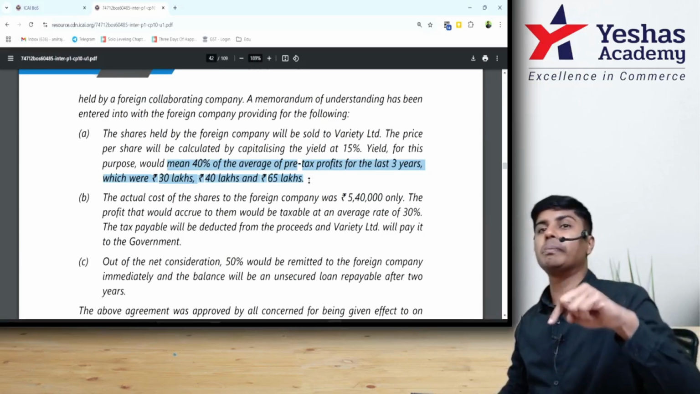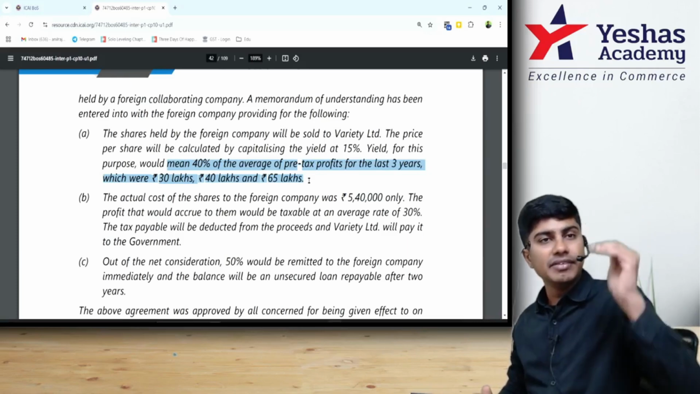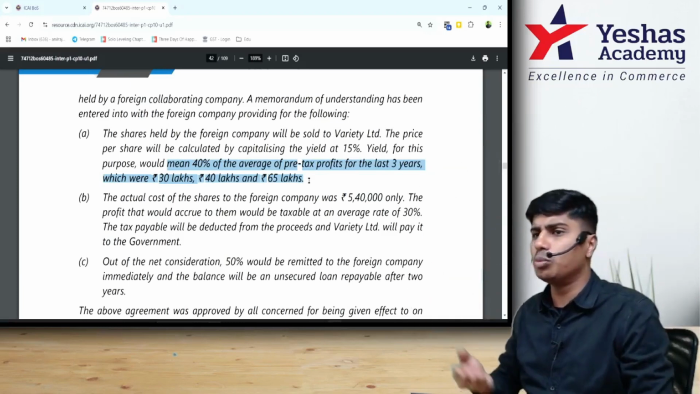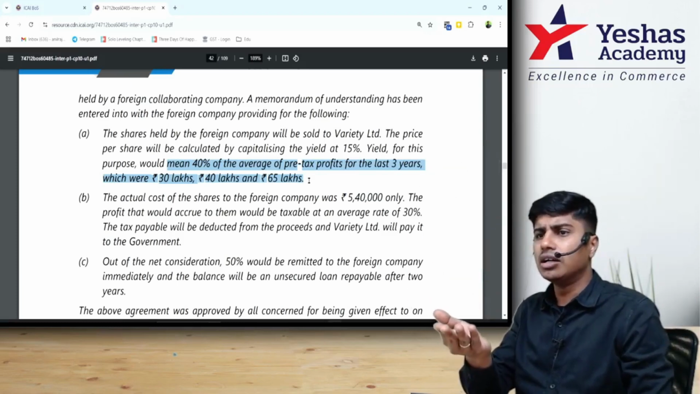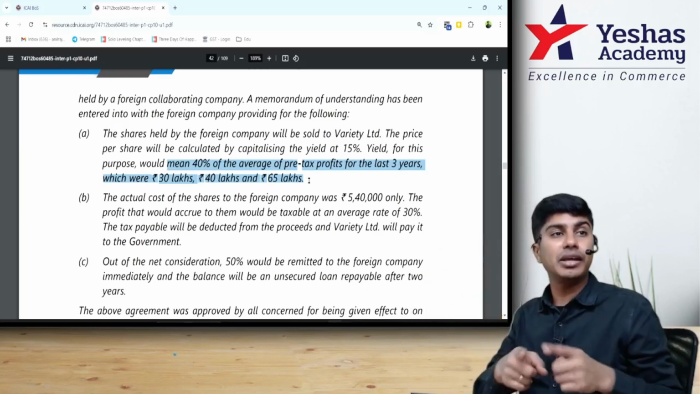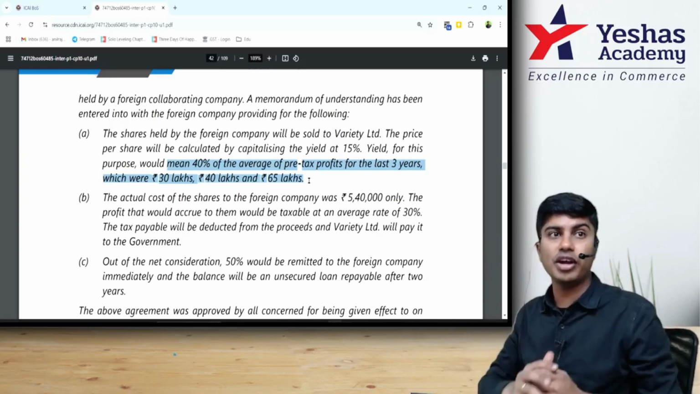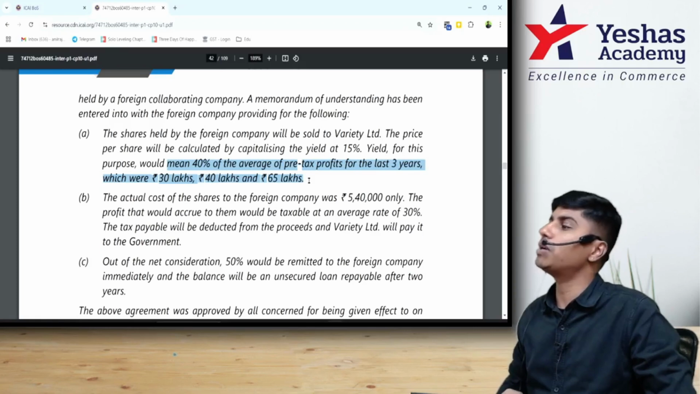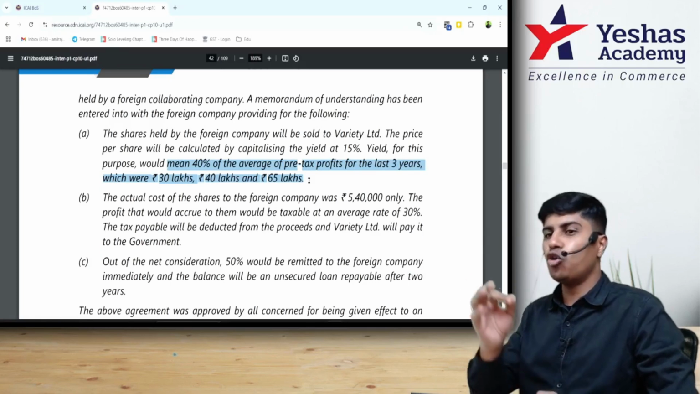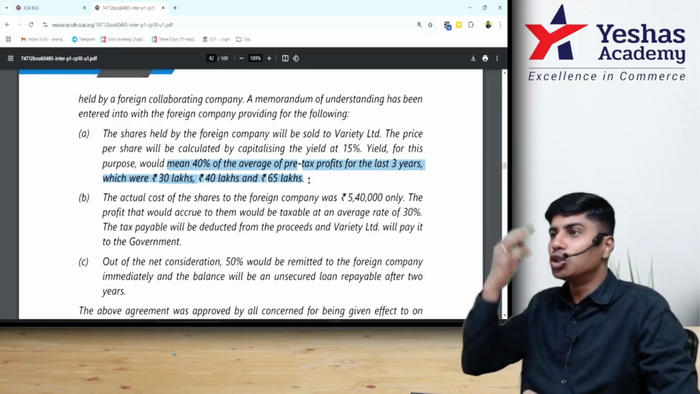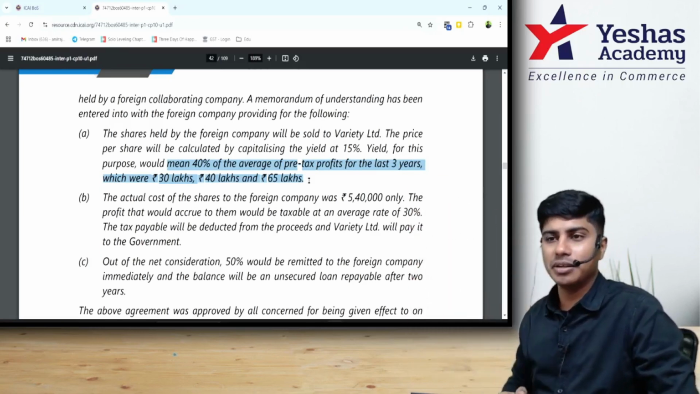This yield is 15%. How much is capital? Yield divided by 15 into 100. I got the total capitalization of the company to be 120 lakhs. 120 lakhs is the valuation of the full company, not just the foreign company's share. The foreign company's share is 54%, so 120 into 54%. 64.8 lakh is the consideration that Variety Limited should pay to buy that stake.